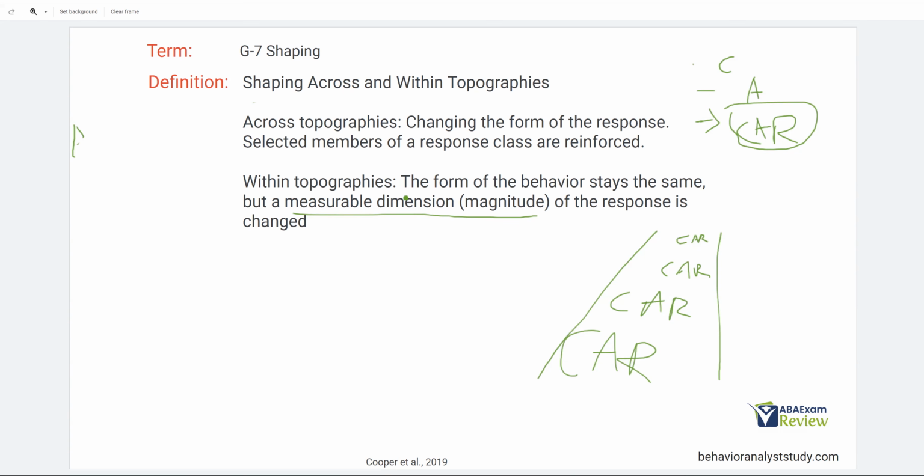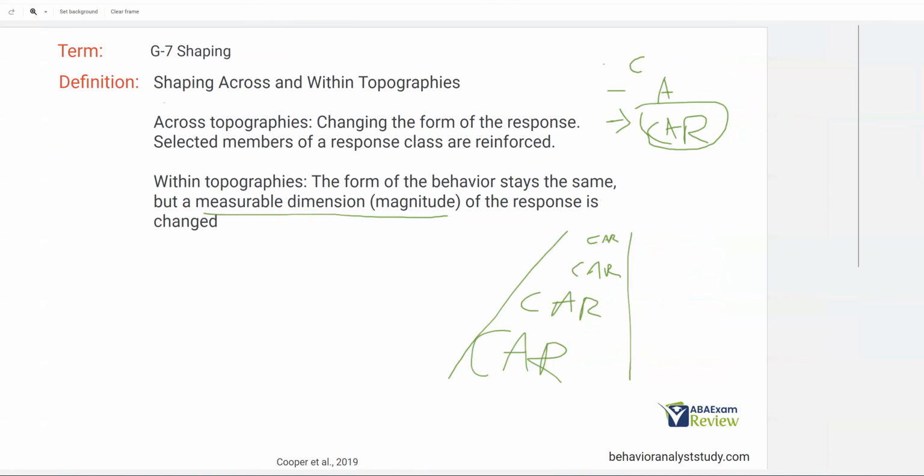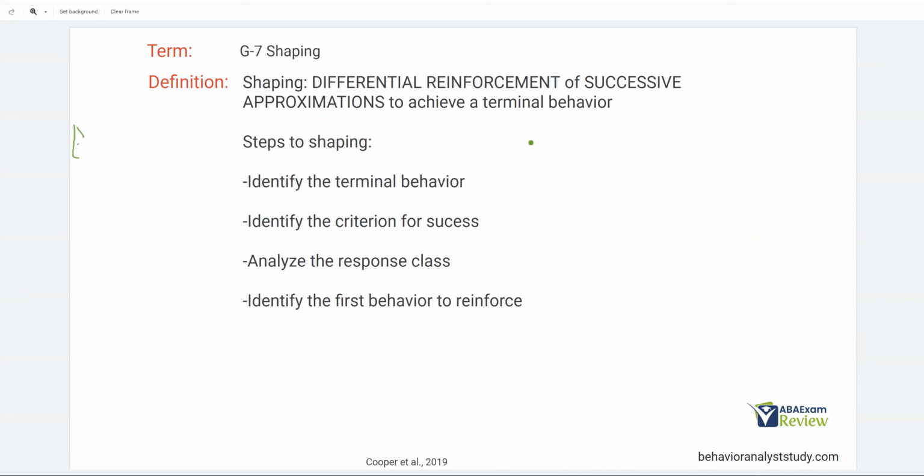We'll understand this idea of across topographies, which is what we typically think of shaping as, and then within topographies. When we have behaviors that are already known, we don't want to change the form. We just want to change something about those behaviors. Then we shape within. And then finally, what are the steps, right? In the first slide, we looked at actively shaping. How do we build up to shaping? Because ultimately it's a very simple idea of differential reinforcement of approximations.